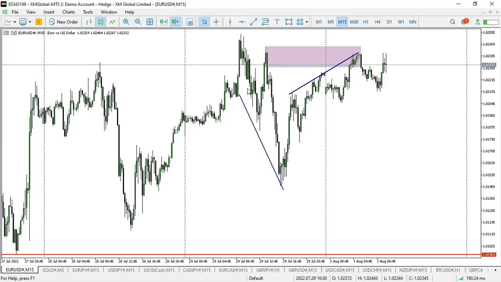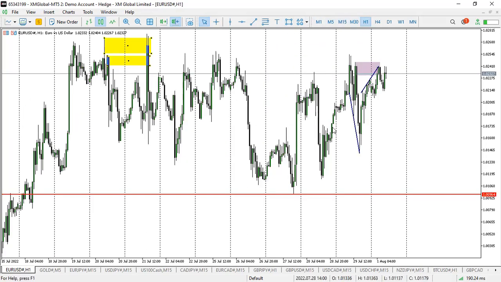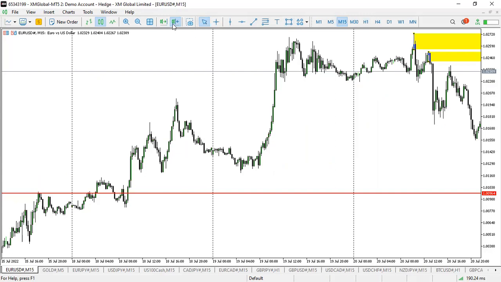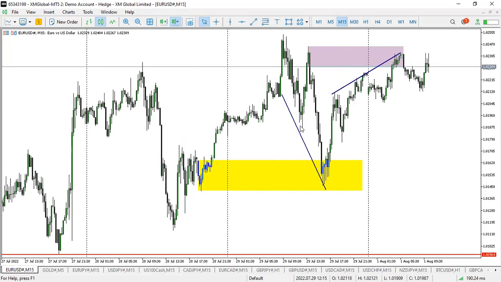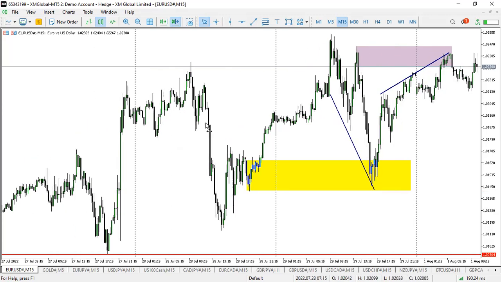There's also the 3 drive from last week. What did we have there? We had this order block here. This order block. And there was a 3 drive, 1, 2, 3, and then price bought last week.